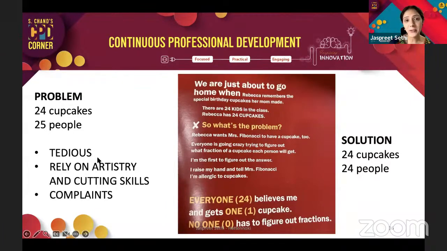Who's going to cut? We have to rely on the artistry and cutting skills of people. And that one person who's going to get that 1/25 of the share, what everybody has foregone, 1/25, yes. How is that person going to eat it, and all the complaints that person is going to give, because everybody is getting a full share as opposed to this person who is getting a full share, but in a very minuscule way. So this is how in real life sometimes we solve problems. Somebody sacrifices something, and then the solution is 24 cupcakes for 24 people.